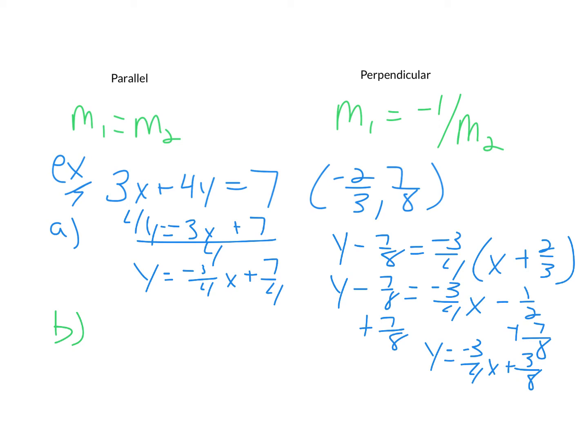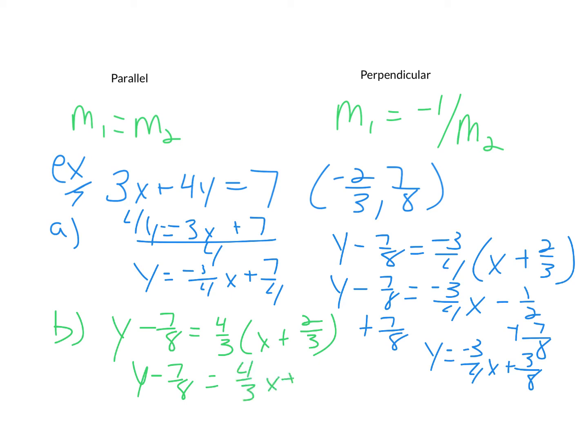Now time for perpendicular. So we got to flip it. We did some of the hard part. So y minus 7/8 equals 4/3 is our slope because we flip it and change the sign as we said, times quantity x plus 2/3. Distribute 4/3 to both terms. And that's going to get us 4/3x plus 8/9.